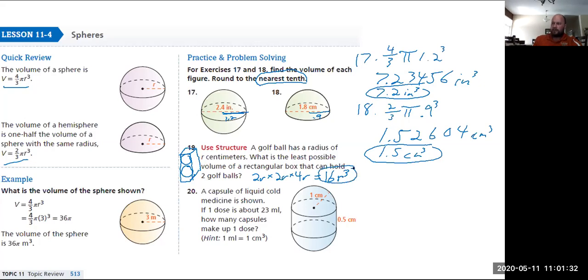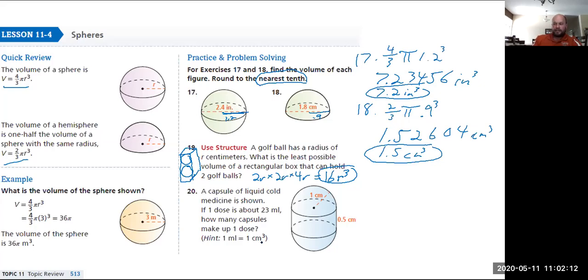This equation would give us the volume of the box that can hold the golf balls. On number 20, a capsule of liquid cold medicine is shown. If one dose is about 23 milliliters, how many capsules make up one dose? They gave us the dimensions, and they also told us that 1 milliliter is 1 cubic centimeter, which is correct. So we are going to take the dimensions there and figure out the volume of this.